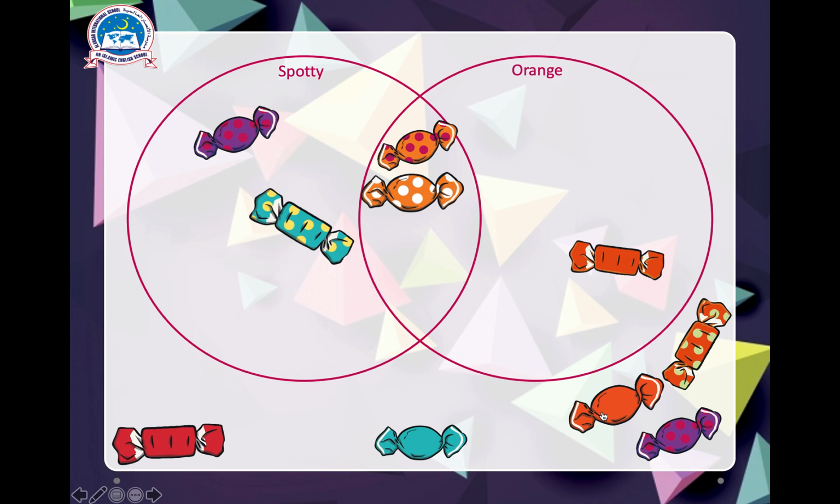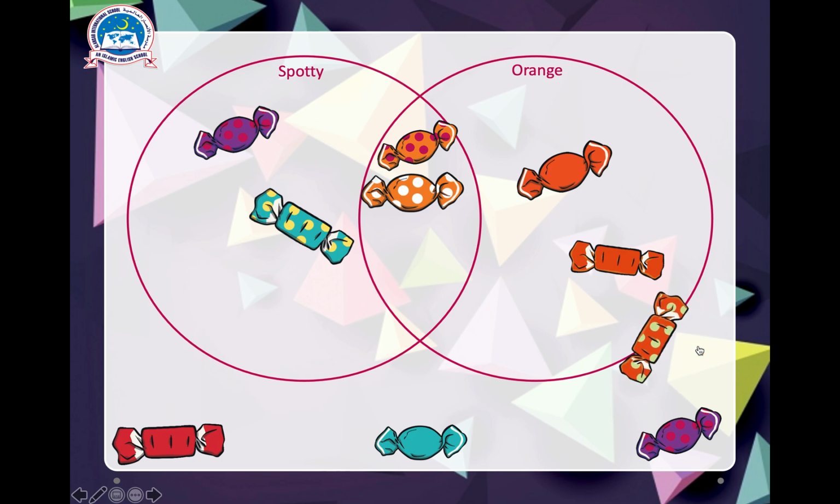Let's look at this sweet. Is it spotty? No, it's not. But is it orange? Yes, it is. So we are going to put it in this part of the circle. How about this one over here? Is it spotty? Yes, it is. And is it orange? Yes, it is. So we are going to put it in the circle that has both spotty and orange.